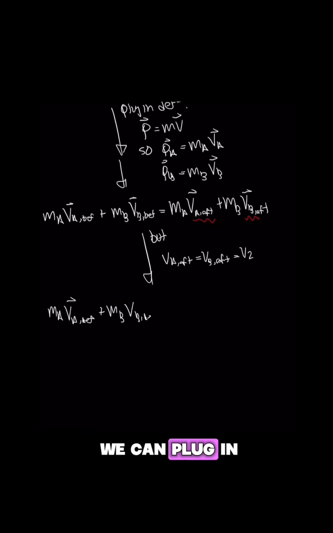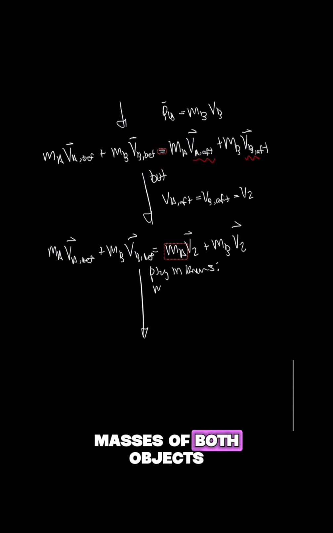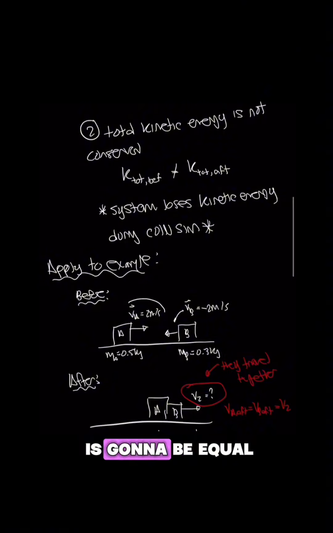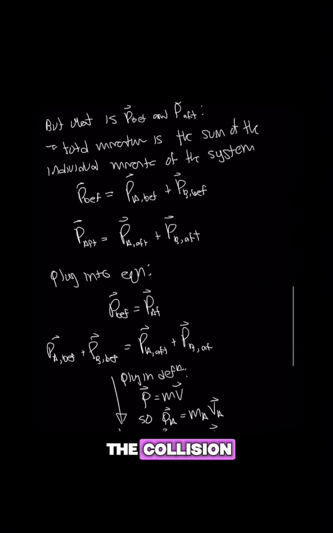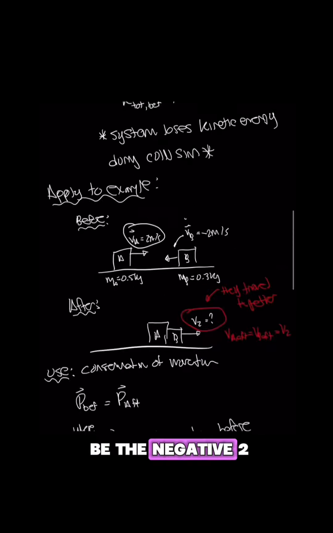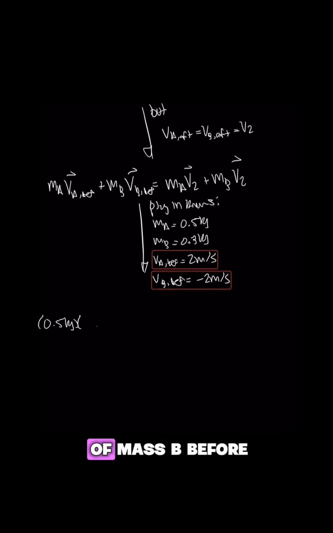And then from here, we can plug in our knowns. So we know the masses of both objects. The velocity A before is going to be equal to 2 meters per second. This is the velocity of mass A before the collision. And then VB before is going to be negative 2 meters per second. This is the velocity of mass B before.